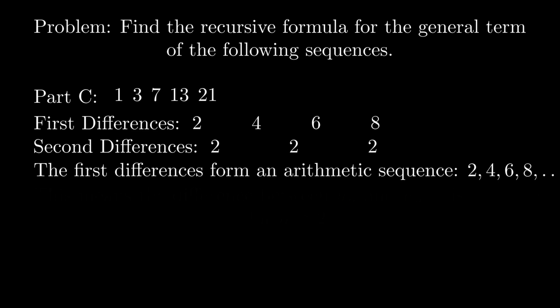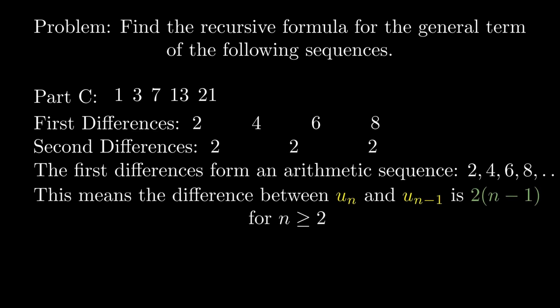The first differences are 2 times (n minus 1) for n greater than or equal to 2. Meaning that the difference between u n and u n minus 1 is 2 times (n minus 1). Therefore, we can write a recursive formula as u n equal to u n minus 1 plus 2 times (n minus 1). And of course, our initial condition is u1 equal to 1.